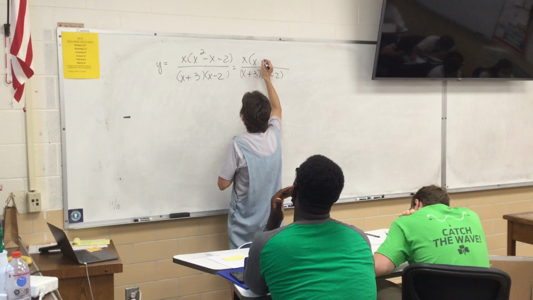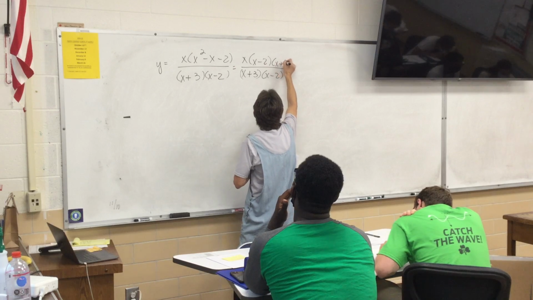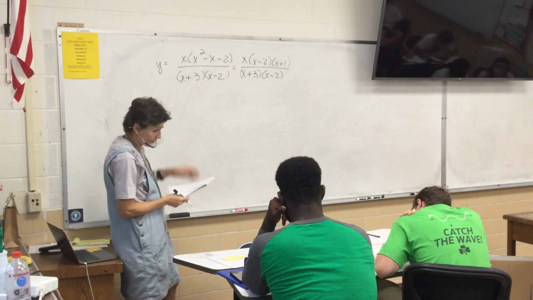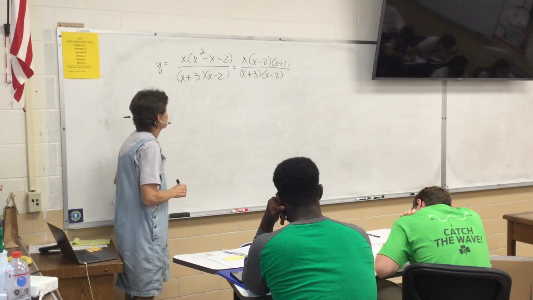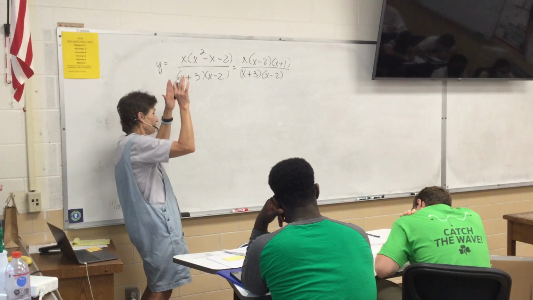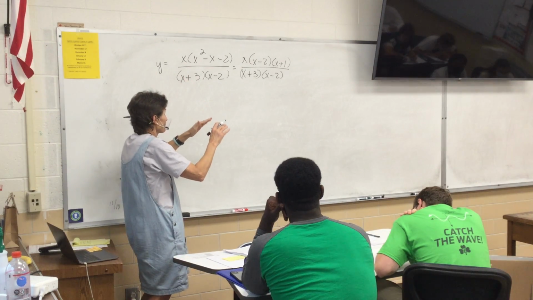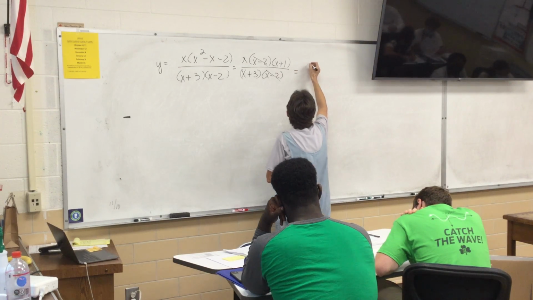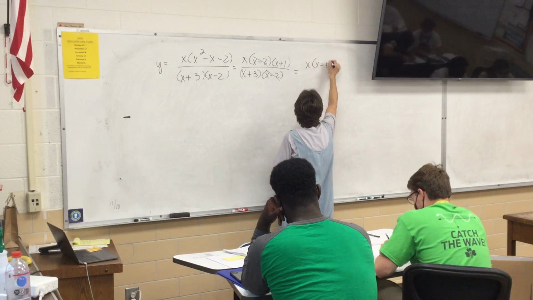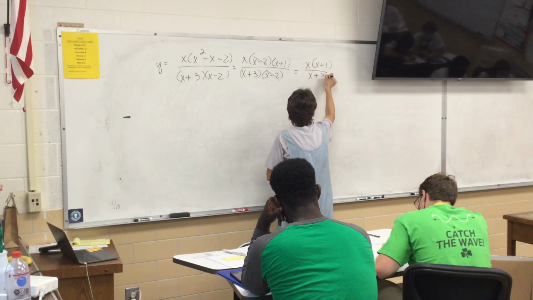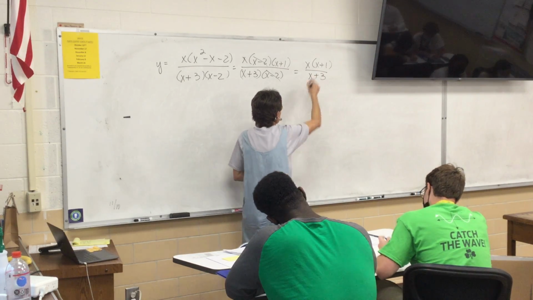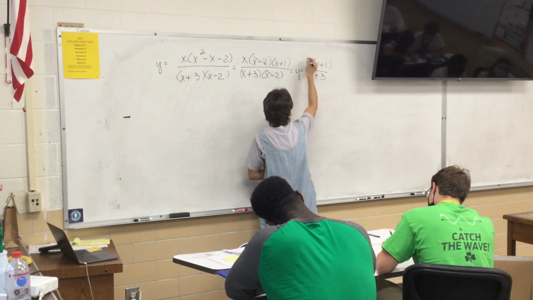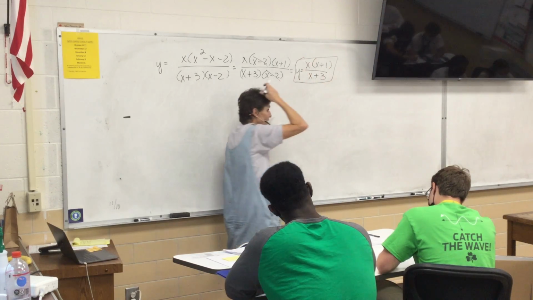x minus 2, x plus 1. Let me double check that. Did I factor correctly? Yeah, looks good. Okay. All right. Whoa, what do you notice? We can cancel, and our problem is now x plus 1 over x plus 3. So this is what I'm now graphing, this equation right here.